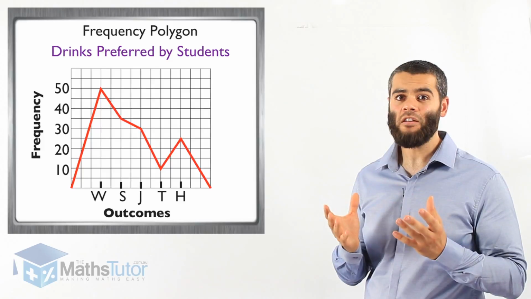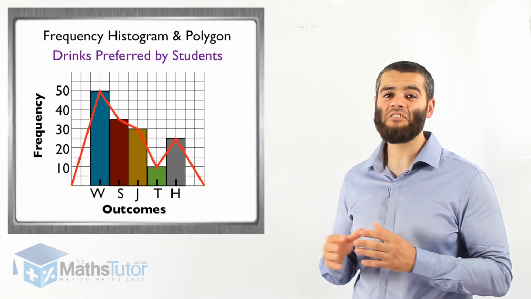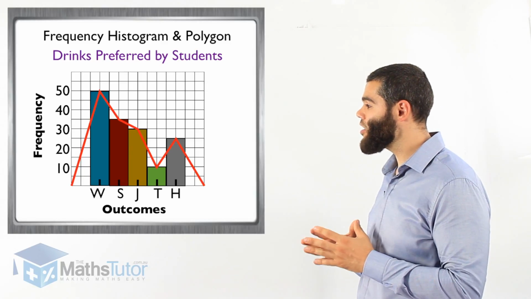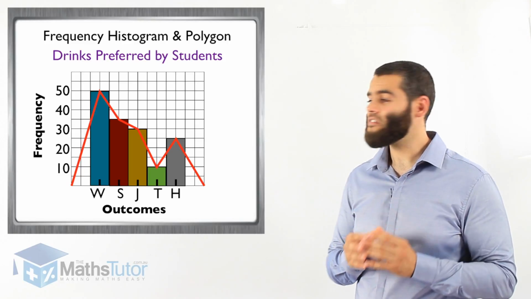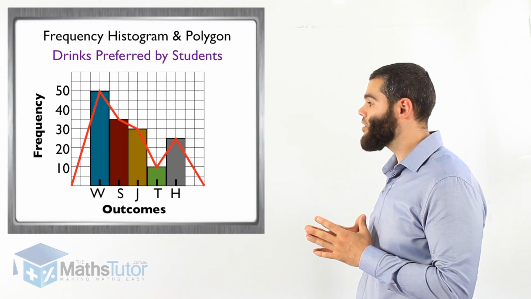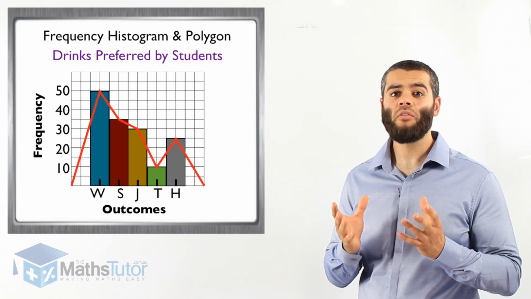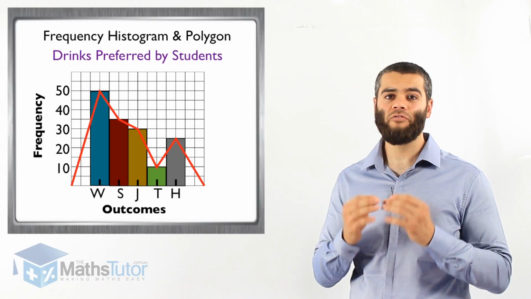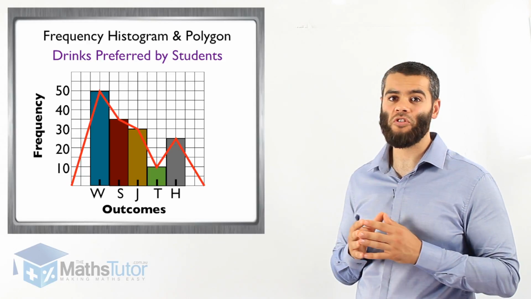Then we can actually put them together and have the frequency histogram and polygon. So we can see that the polygon sits on top of the histogram. As you can see in the diagram, the polygon just sits on top of the histogram there, and it is pretty straightforward. This is the way to display and sort the information after gathering it from the actual surveys and questionnaires.